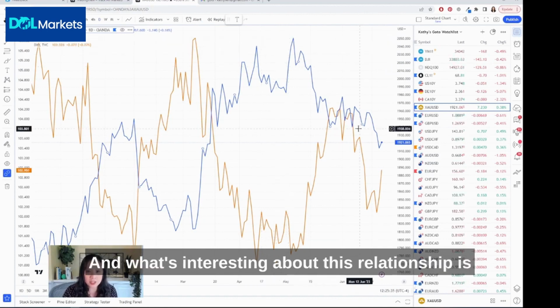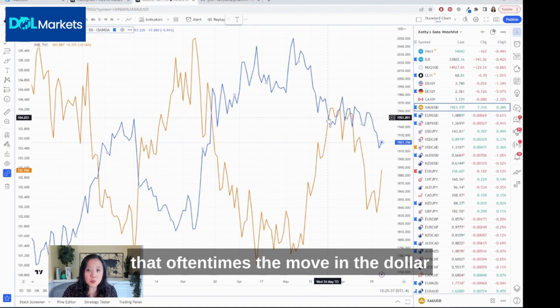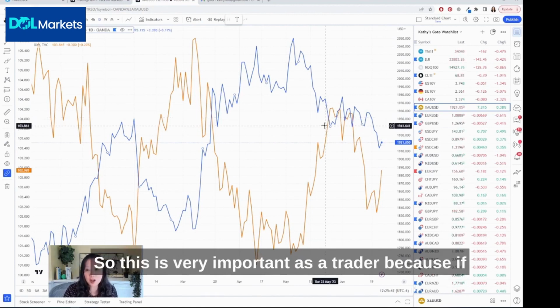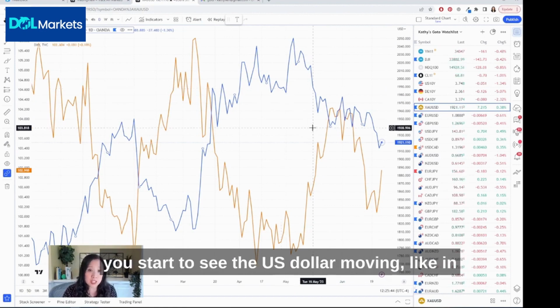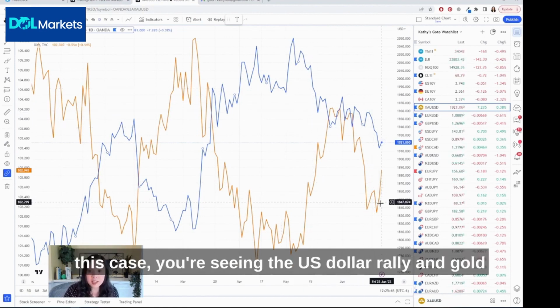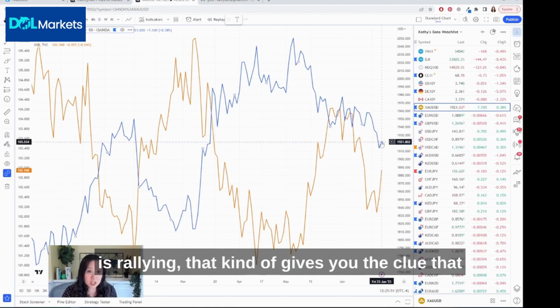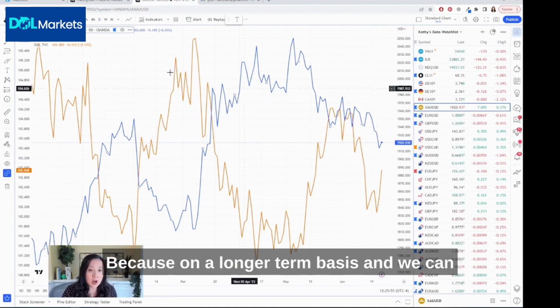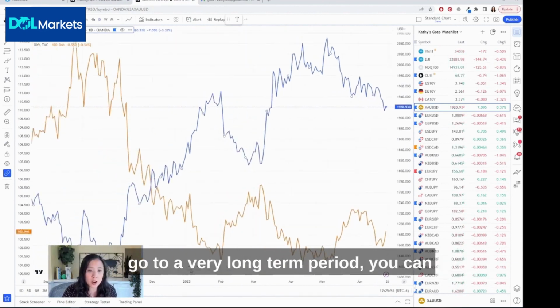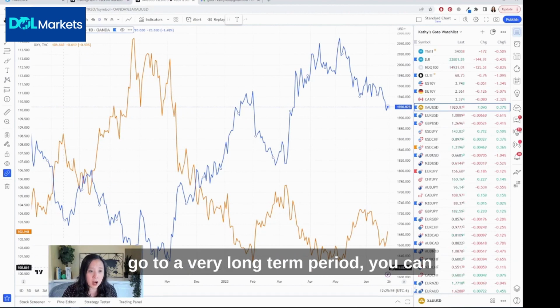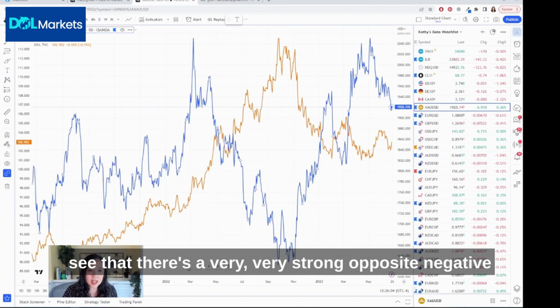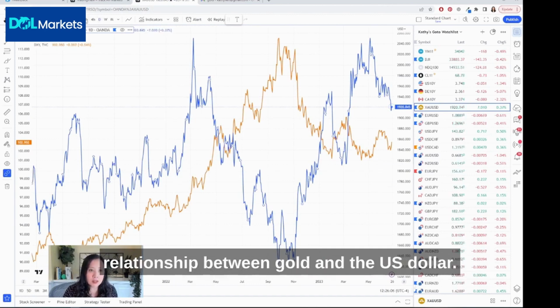And what's interesting about this relationship is that oftentimes the move in the dollar will happen first and gold will follow. This is very important as a trader because if you start to see the US dollar moving, like in this case, you're seeing the US dollar rally and gold is rallying, that gives you the clue that maybe we might see this gold rally peter out. On a longer term basis, and we can go to a very, very long term period, you can see that there's a very, very strong opposite, negative relationship between gold and the US dollar.